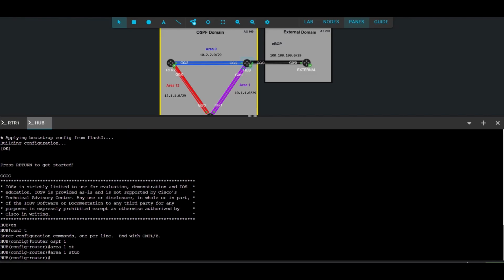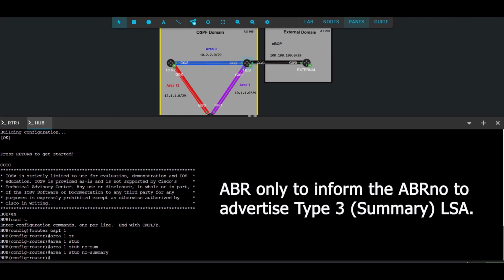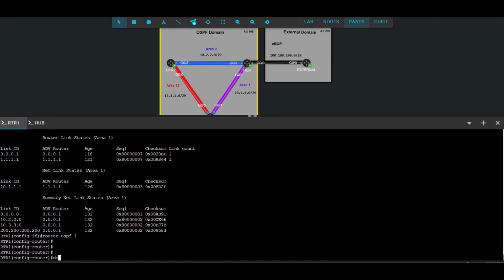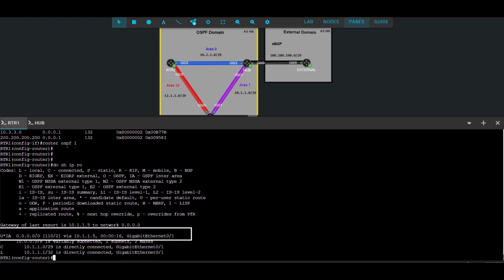To configure a totally stubby area, add the no-summary command to the end of the area stub command, only on the ABR. Stub means no Type 5 external LSAs, and no-summary adds the Type 3 summary LSA to the not allowed list. Check the RIB. There are no inter-area or external networks present. Just a default that corresponds to this one Type 3 LSA.